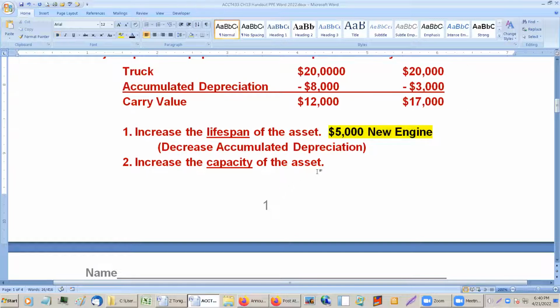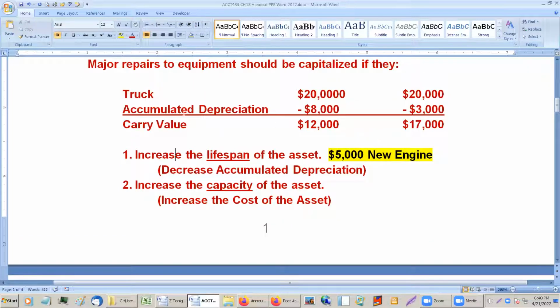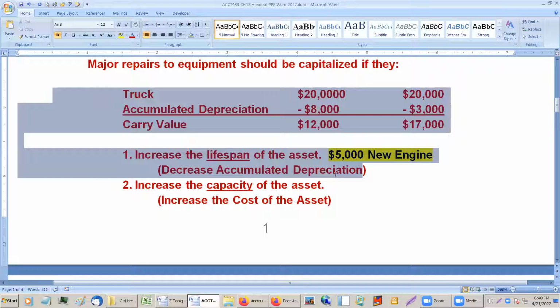I had to put that in. Hold on, I didn't finish this one. If it increases the capacity, it will increase the cost of the asset. And I'll show you what that looks like. It's very similar, but okay, so here's the new engine one.